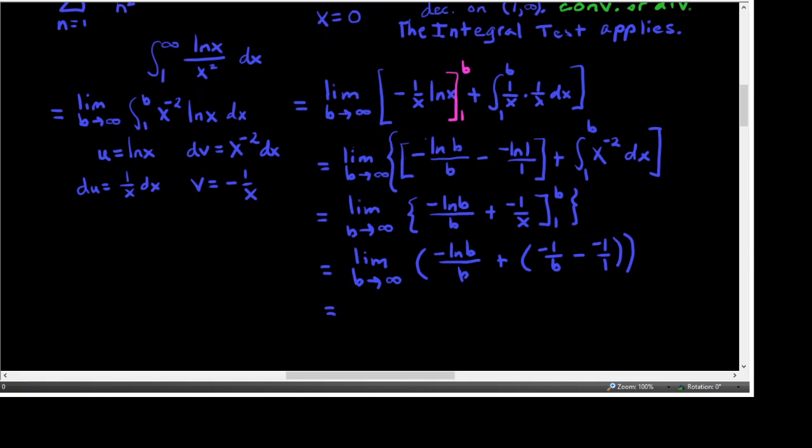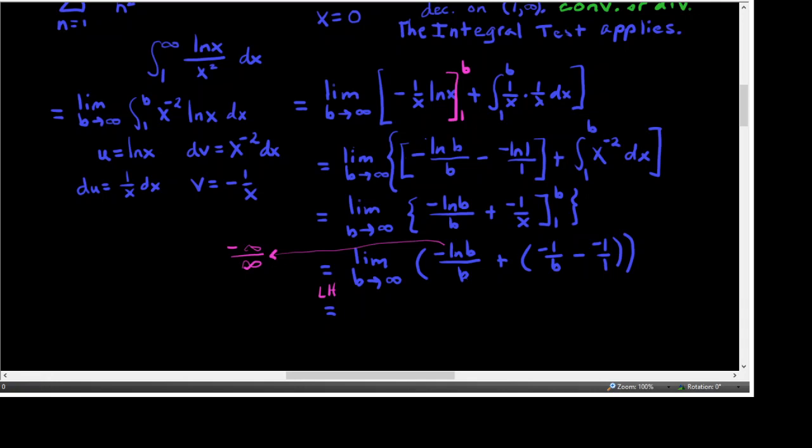Well, as b changes to infinity, the negative natural log of b is going to, well, the natural log of b is going to infinity. So negative infinity over infinity, I think I'll have to use L'Hopital's rule for that. Since b is a value of x, and we are talking about a function already, we can certainly go ahead and use L'Hopital's rule, because that first term, at least, is negative infinity over infinity.